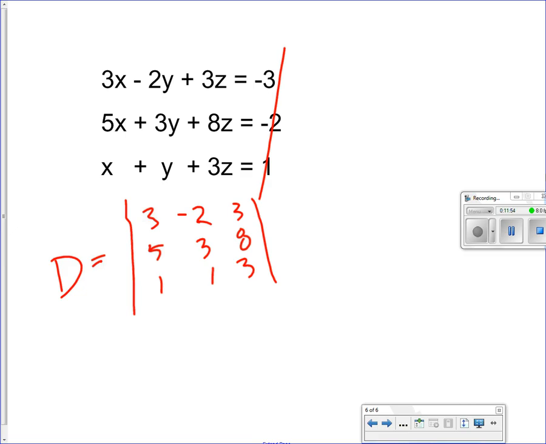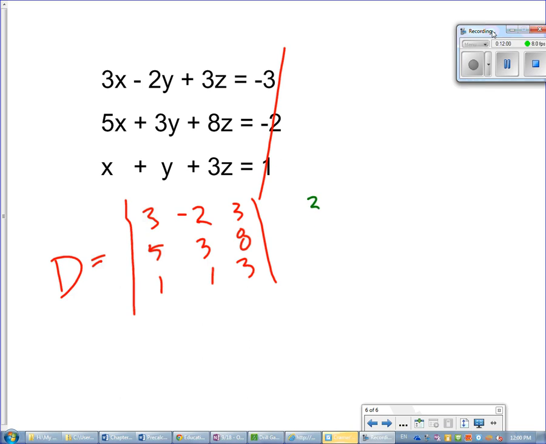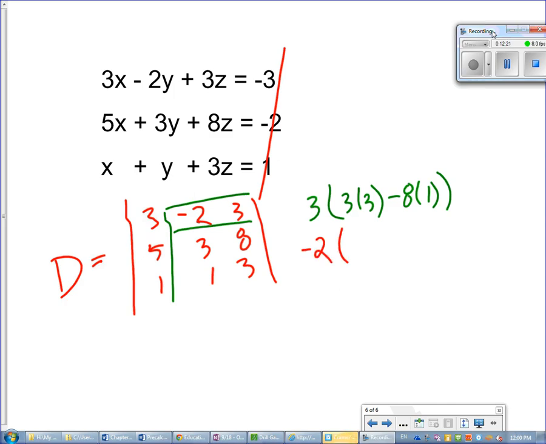So again, let's start with that 3 at the top. 3 times, and I'm ignoring this column and this row. And so I'm left with this minor matrix, 3, 8, 1, 3. And if I do criss minus cross, okay, then I'm going to go to the next value in the top row, which is -2. And ignoring the top row and the middle column, I'm left with 5, 8, 1, 3. So criss minus cross.